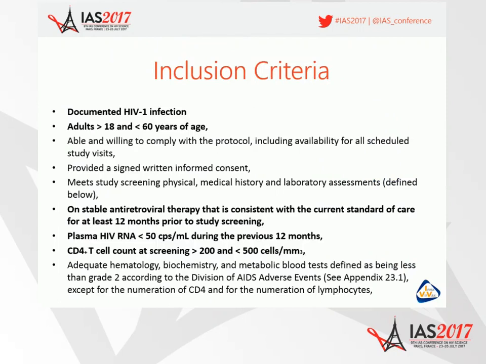So this is the inclusion criteria. The individuals have a documented HIV infection. They were adults between 18 to 60 years of age. They were on stable antiviral therapy that is consistent with the current standard of care. They have been on antiviral therapy for at least 12 months prior to the study screening. The plasma RNA was below 50 copies per milliliter during the previous 12 months. And the CD4 T cell counts at the screening were between 200 and 500 cells per cubic millimeter.